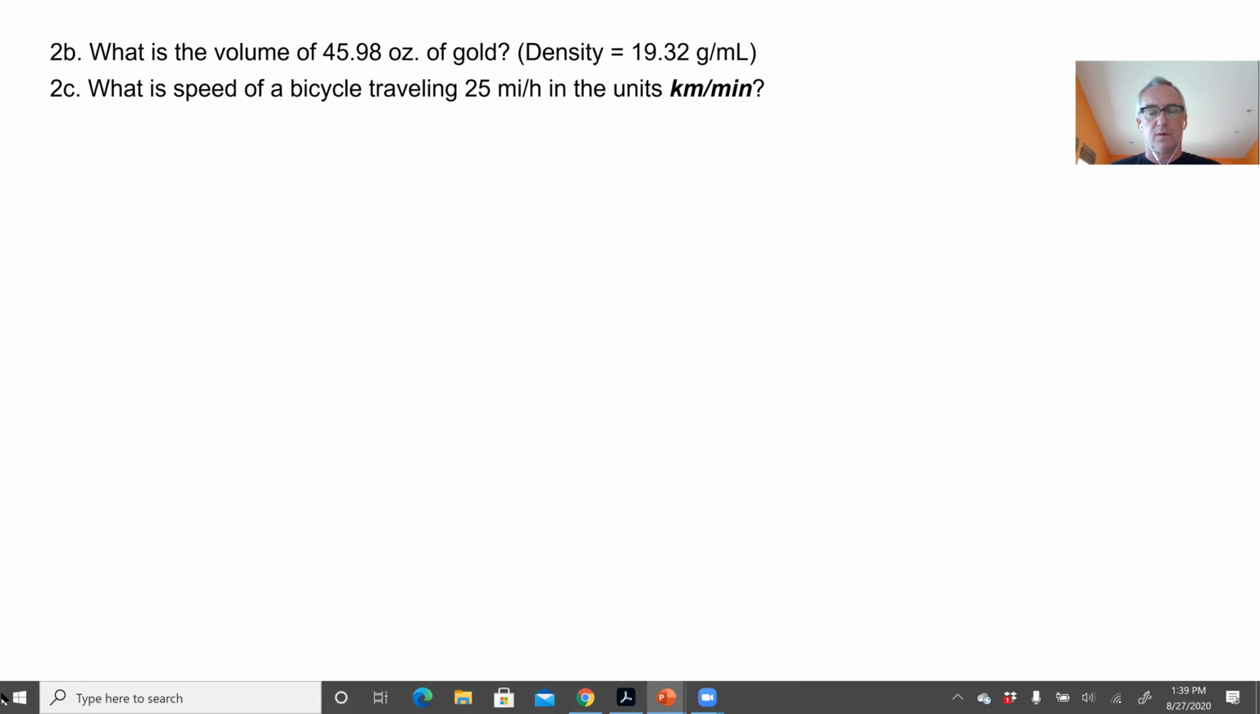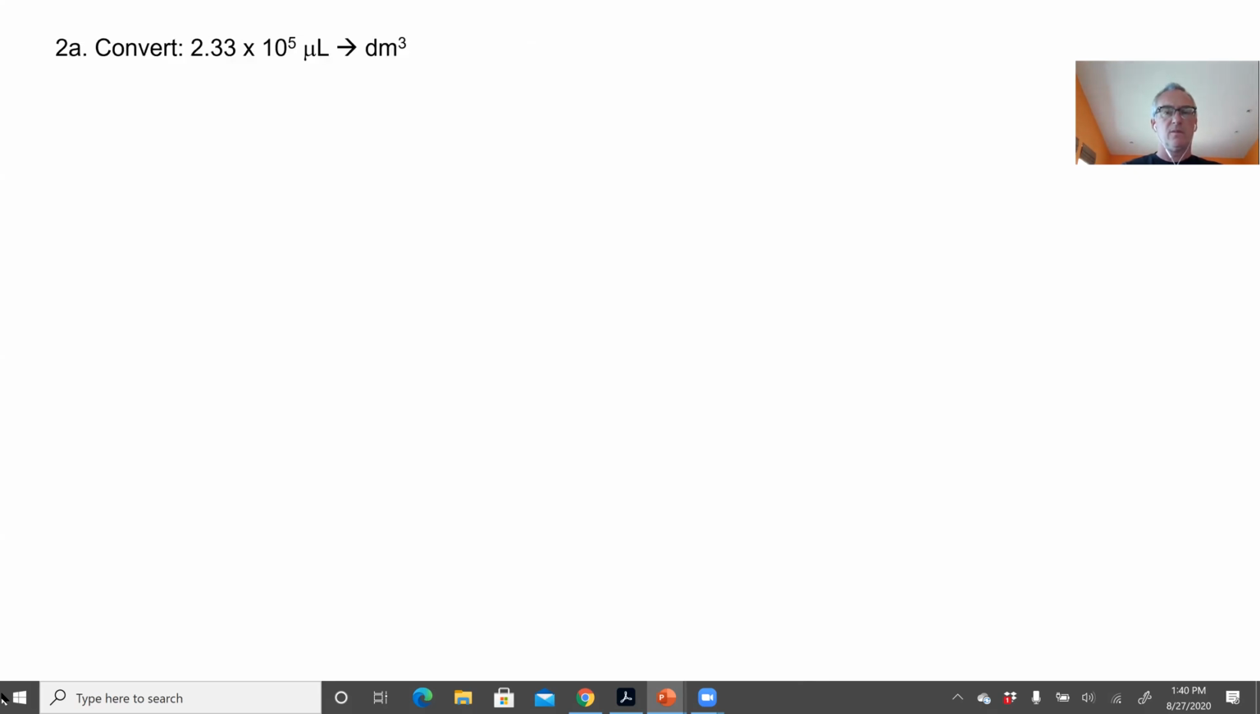Can we do either 2A or 2B, please? Oh, sure. Yeah, A is a little bit tricky because we're dealing with measurements we haven't really seen before. We've got microliters and we've got decimeters cubed. Like, what the heck, decimeters cubed? So the first thing we need to do is figure out how we are going to relate these two. Basically, what is a decimeter? Can anyone tell me how long a decimeter is?